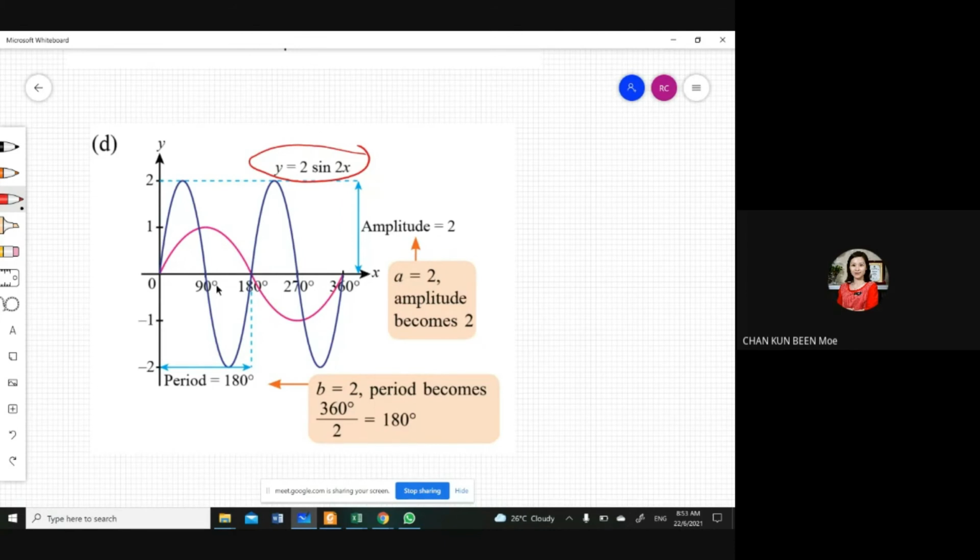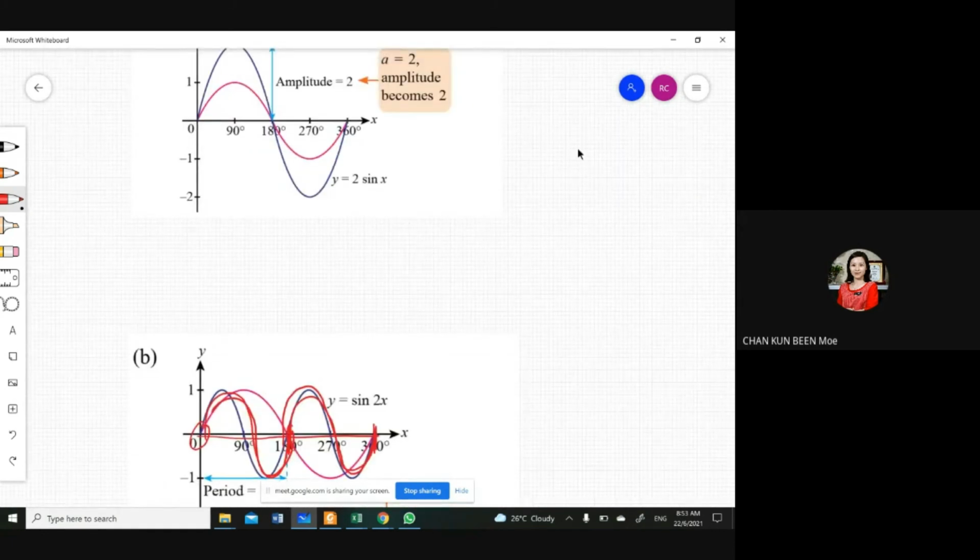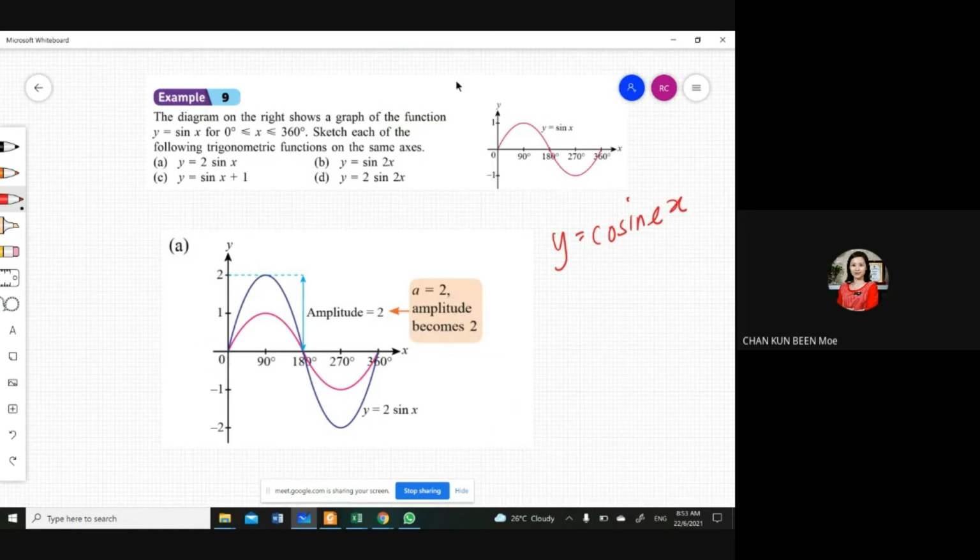If the question asks you to draw from 0 to 360, then you have to draw like this. If the question asks you to draw from 0 to 180, then you just have to draw this part only. So for this question, they ask you to sketch the graph from 0 to 360. That's why you have to draw the whole thing out. Are you okay with example 9?